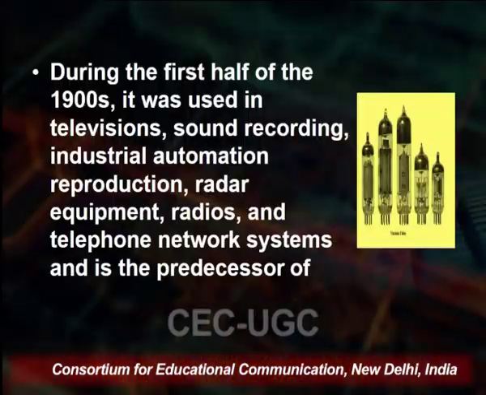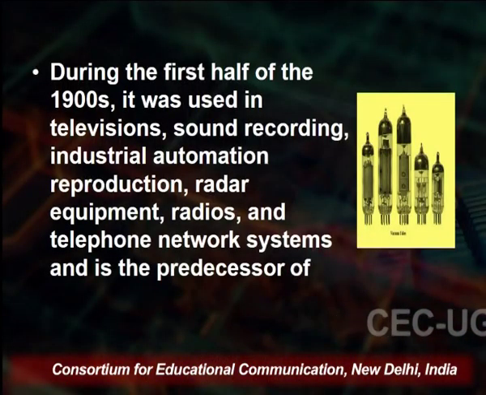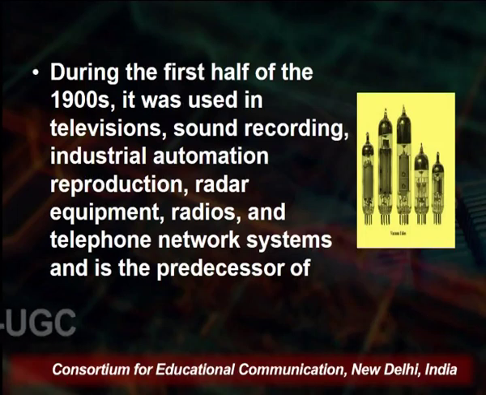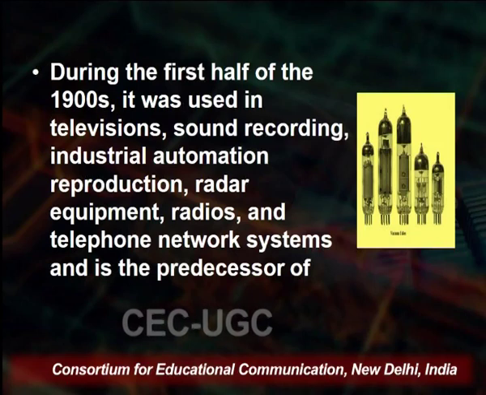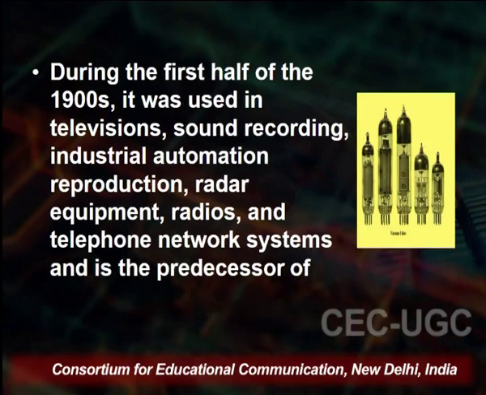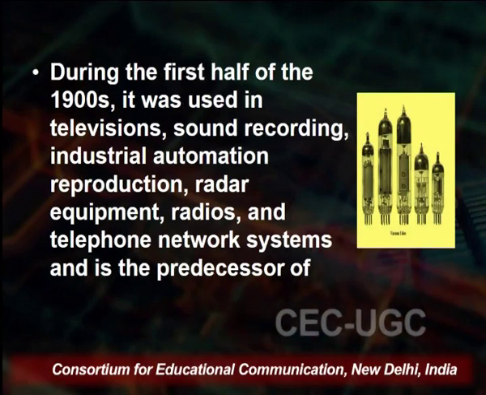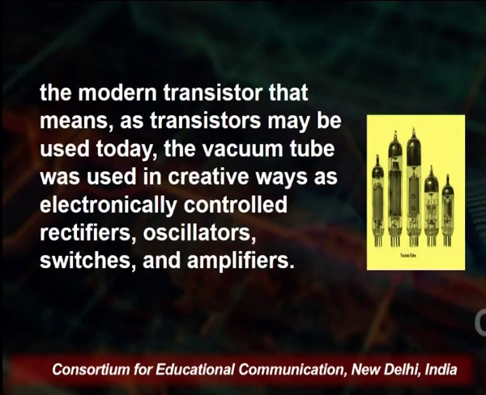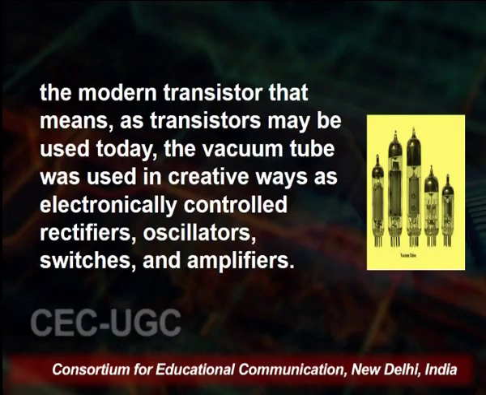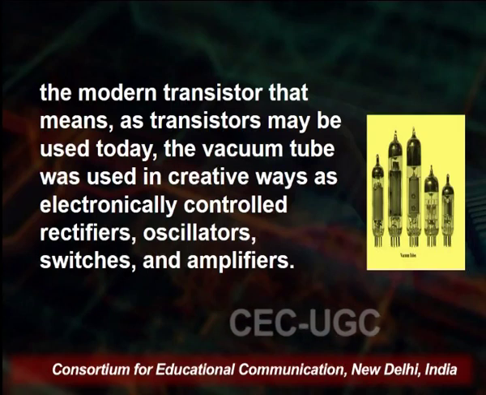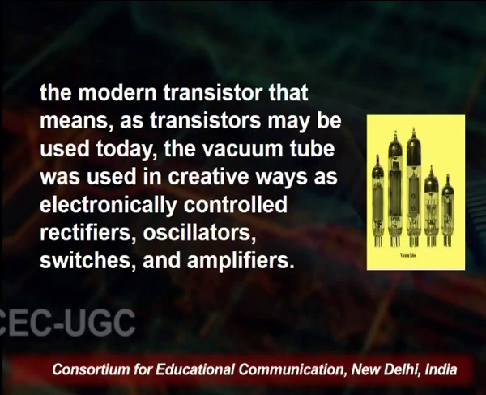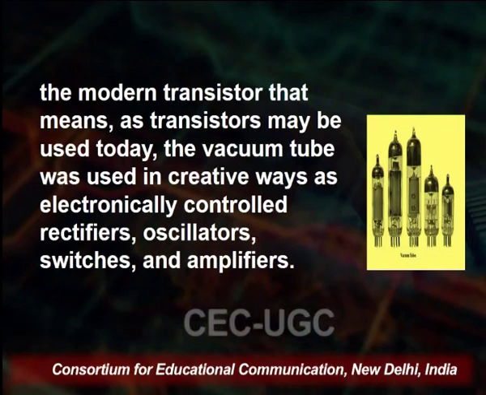Nowadays we sometimes call it an electron tube, and you can see on the screen the vacuum tube that was used in the early 1900s. It was used in television, sound recording, industrial automation, sound reproduction, radar equipment, radios and telephone network systems, and it is a predecessor of the modern transistor. The vacuum tube was used in creative ways as an electronically controlled rectifier, oscillator, switch and amplifier.